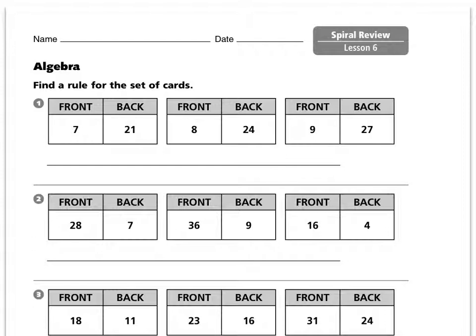Okay? Number 1, we have the front is 7 and it goes to 21. Then we have 8 goes to 24 and 9 goes to 27. So I need to think about how I got 7 to 21. I could do adding and see how much that would be, but I know that 7 times 3 is 21, 8 times 3 is 24, and 9 times 3 is 27. So what you would do is multiply the front by 3.